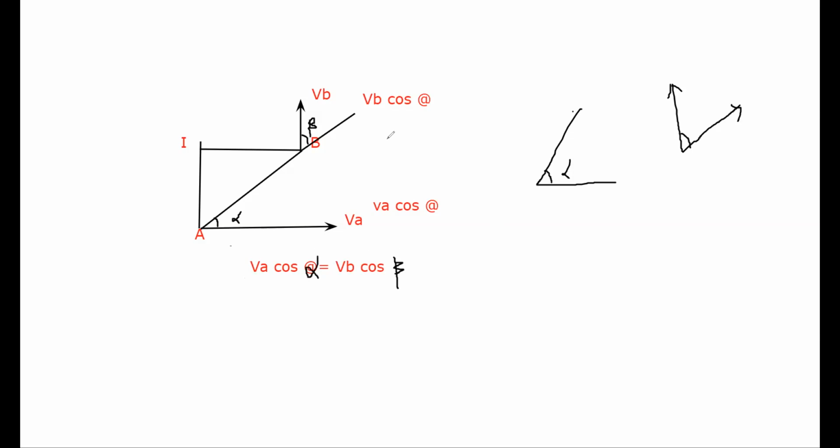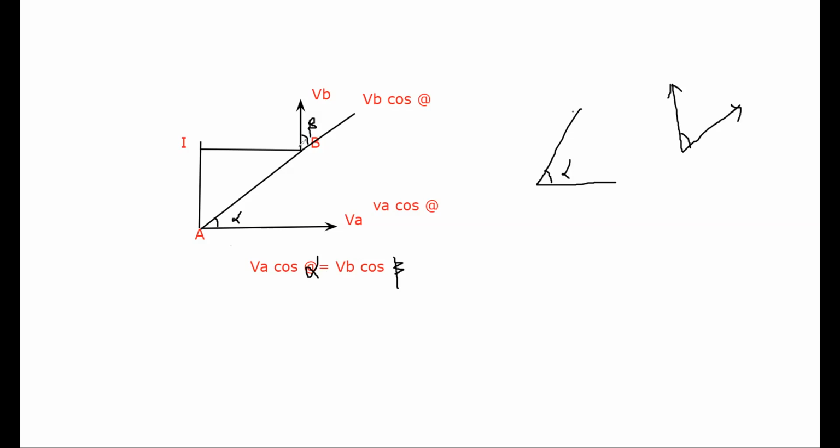So what I have drawn here as theta: here we have alpha, and there we have beta. So directly I have written VA cos alpha is equal to VB cos beta. Why can I write this? Because points A and B are lying on one rigid link, so they don't have any relative motion between them. That's why VA cos alpha is equal to VB cos beta.